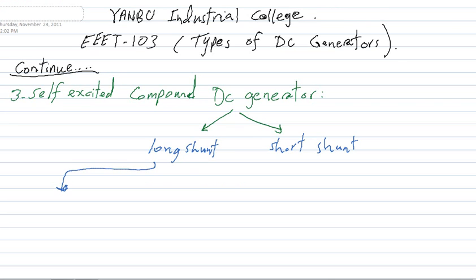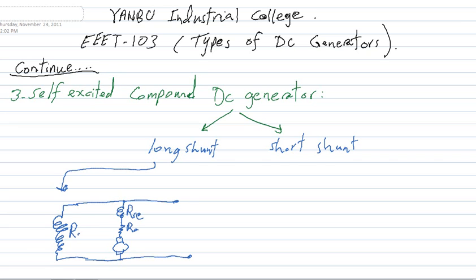فراح آخذ في البداية اللونج شانت، والإيكويفالنت سيركت له عبارة عن شانت فيلد موصل على parallel مع سيريس فيلد، وهنا الأرمتشر of the DC generator، والتيرمينال أوتبوت تكون مأخوذة مع أطراف السيريز مع الأرمتشر. هنا الأرمتشر ريزيستنس، سيريز فيلد ريزيستنس، وشانت ريزيستنس. هنا الباك EMF، وهنا التيرمينال فولتج.